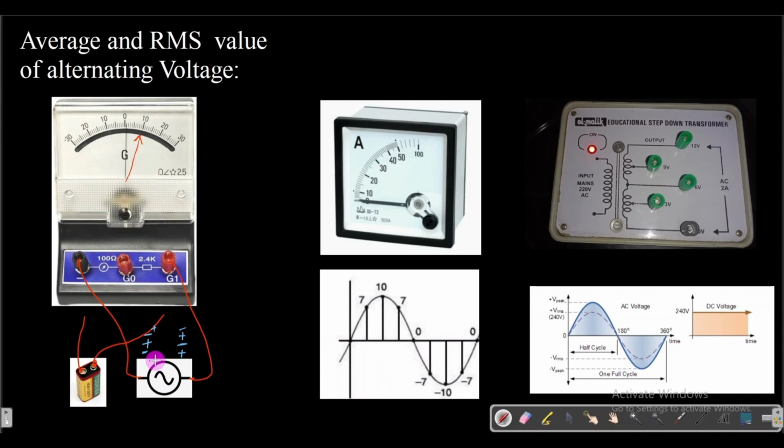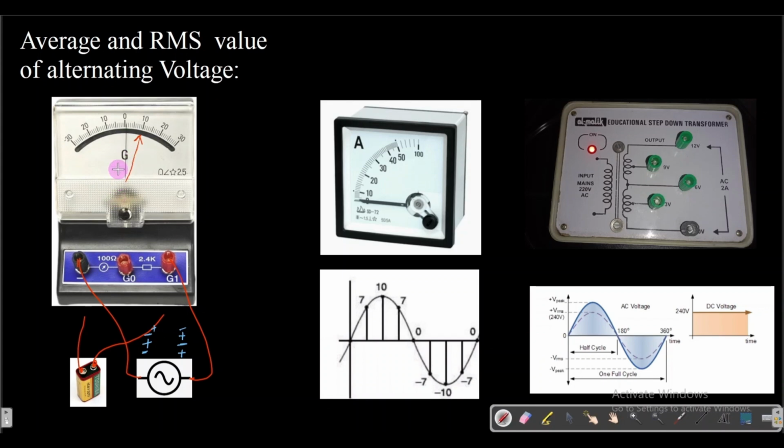In many countries the frequency of the alternating current is about 50 hertz. It means that due to the change in polarity, the needle of the galvanometer is vibrating, and the frequency of that vibration of the needle is also 50 hertz.